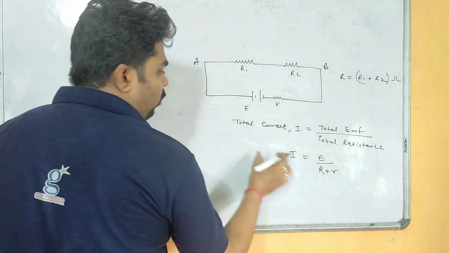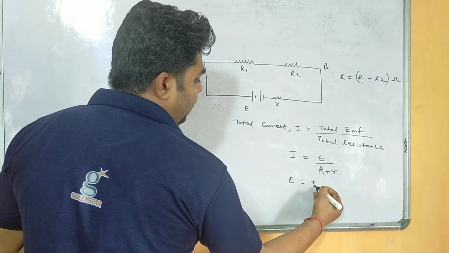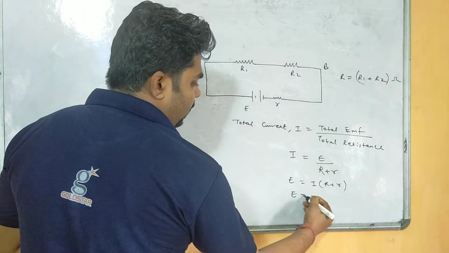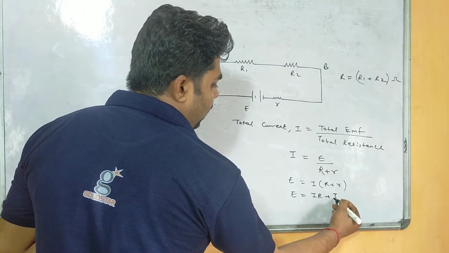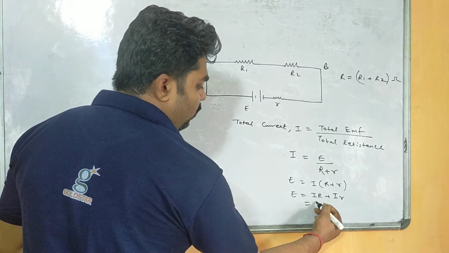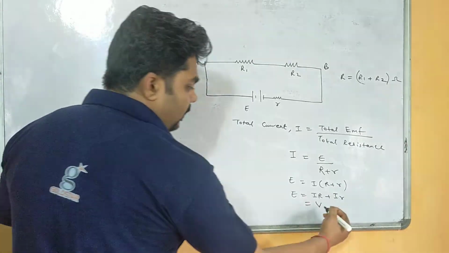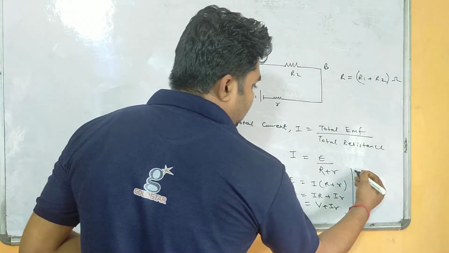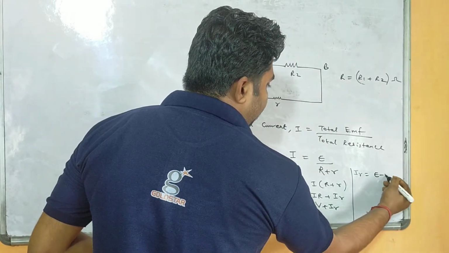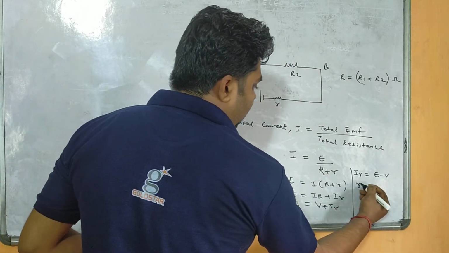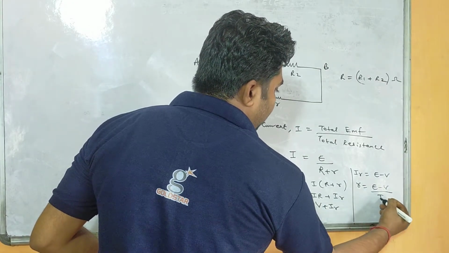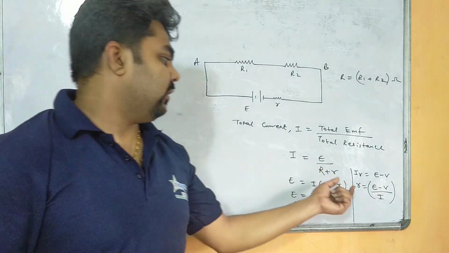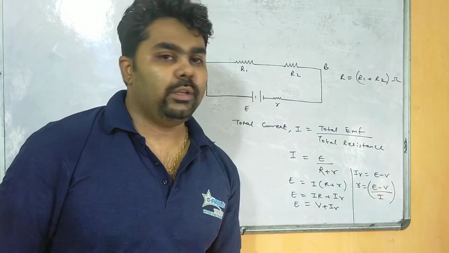Now when we cross multiply, we get I into (R plus r). So E equals IR, and IR we know is the voltage V, plus Ir. Or we can say Ir equals E minus V, or r equals E minus V by I. So we can calculate the internal resistance in this way. Internal resistance equals E minus V by I.